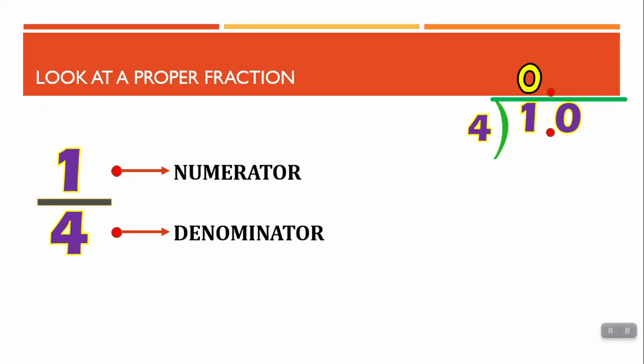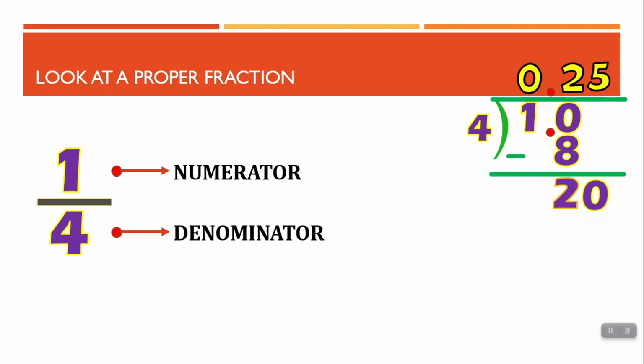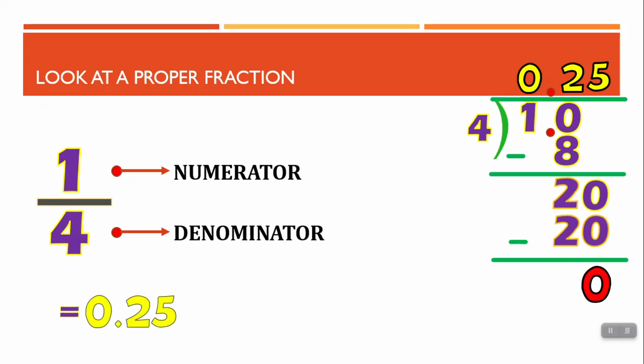Now 4 can go into 10 2 times. 4 times 2 is 8. And when we subtract, we get 2. At this point, we're not done because we have to continue until we arrive at an answer of 0, if possible. We add a 0 again as a placeholder, and we bring that down to meet the 2 to form the number 20. 4 into 20 goes 5 times. 5 times 4 is 20. When we subtract, we get 0 and we're done. So 1 over 4 is really equivalent to 0.25.